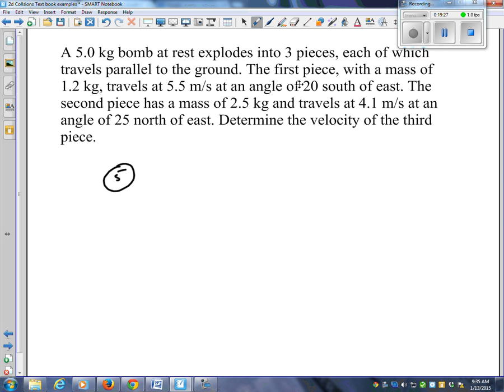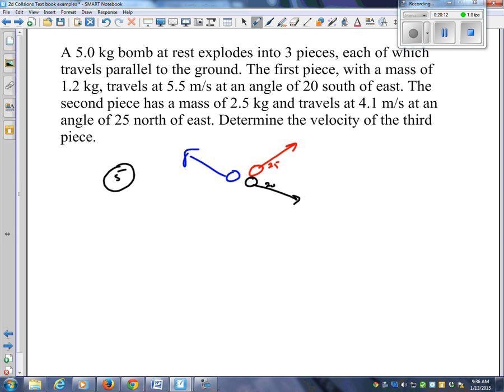The first piece with a mass of 1.2 travels at 5.5 meters per second at an angle of 20 degrees south of east. 20 degrees south of east. So that's going to be like that, right? The second piece has a mass of 2.5 and travels at 4.1 at an angle of 25 north of east. Do it in a different color. North of east. The third piece is going to go, well, we're not really sure. Something like that, right?